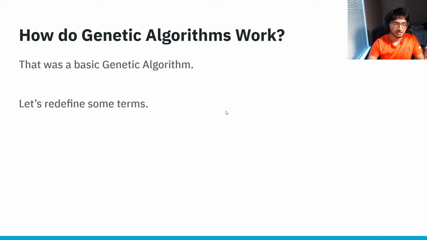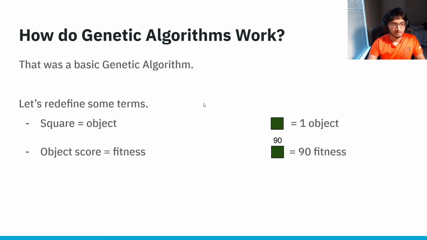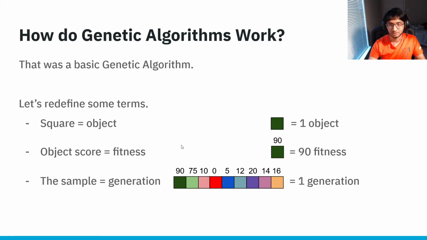So let's redefine some terms to better fit the evolutionary thing about genetic algorithms. Apparently we really like being fancy. So let's call a square an object. It's pretty straightforward. Let's call the score of an object the fitness. So in what Darwin had, more fit objects are better. So the score is now the fitness. We want to be more fit. And the sample, let's call it the generation. So now we have a generation of objects that each have a fitness assigned to them.